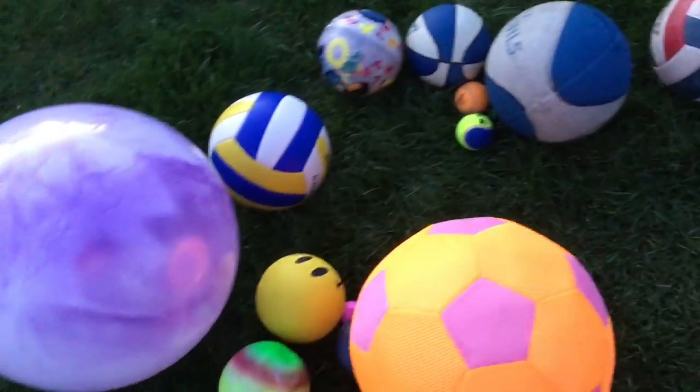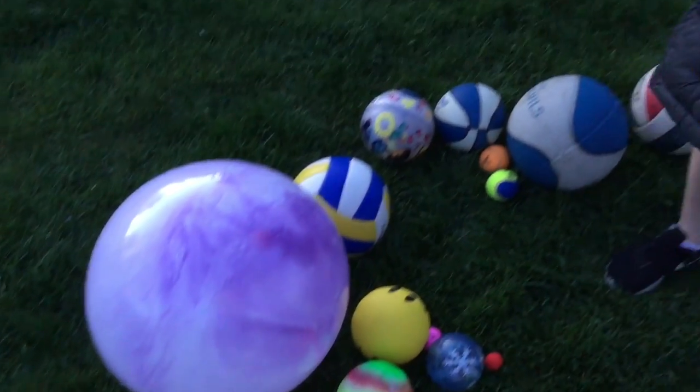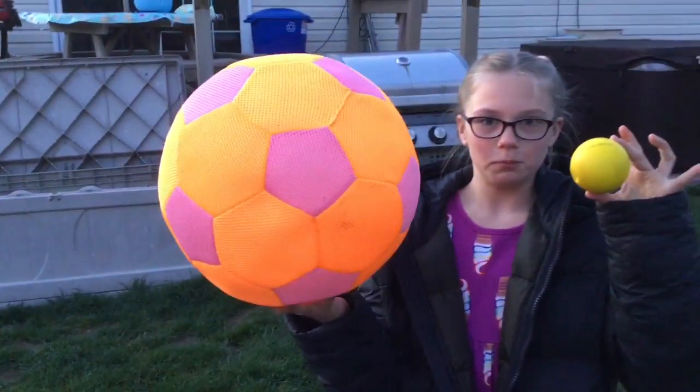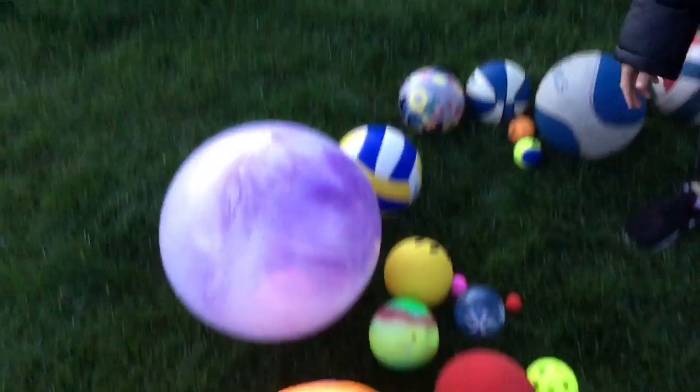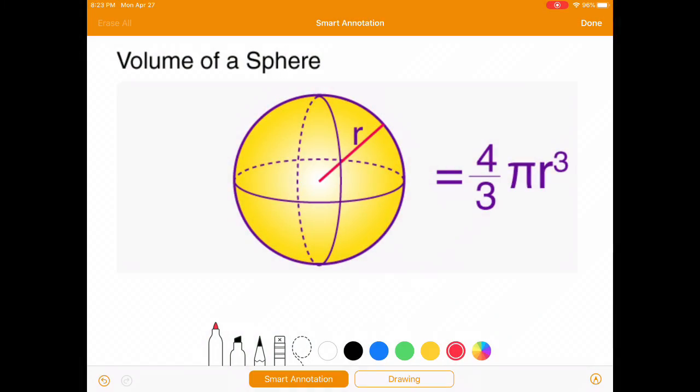And the only thing that determines their measurement is the radius, how far it is from the very center of the sphere out to the edge. This is the formula for the volume of a sphere. So continuing our lessons on formulas, which are just algebraic expressions that we're substituting values in, the only thing that we really have to substitute in for this formula is r, the radius.